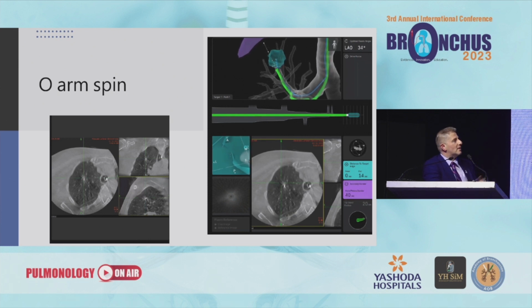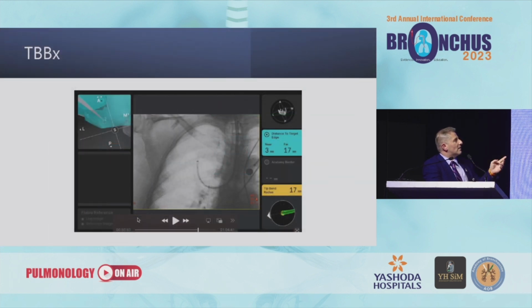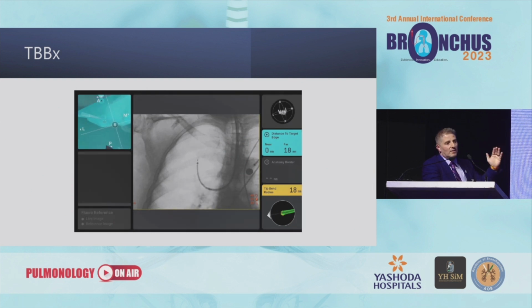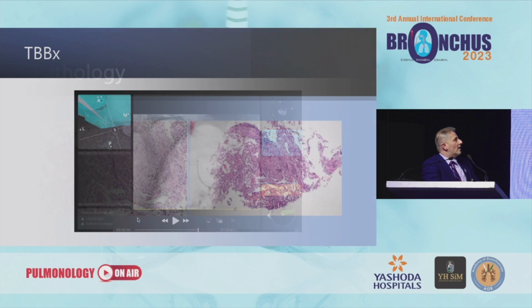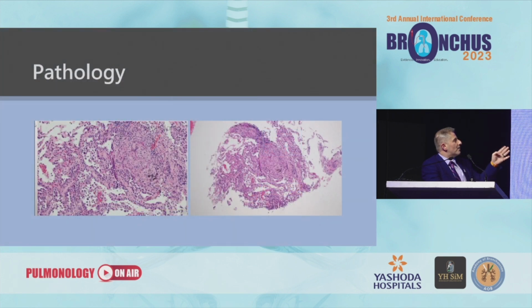So sampling without having real-time imaging to know where you are will be tough. And getting the sample, as you see here, after we did the spin and confirmed that we are on the lesion, gave us the answer: granuloma on one side, but the other side was lipidic adenocarcinoma. And sometimes in the past, we used to see granuloma changes before we see the real tumor.